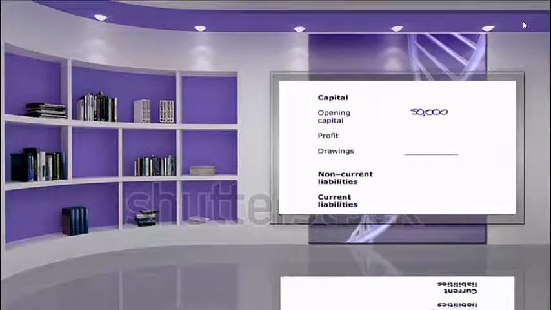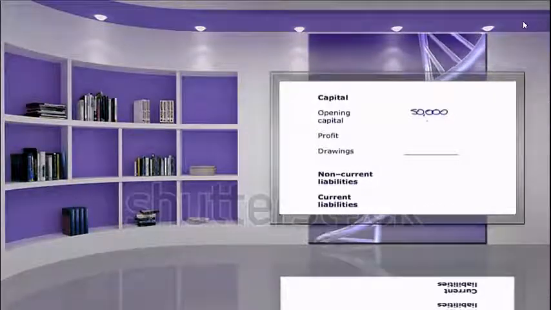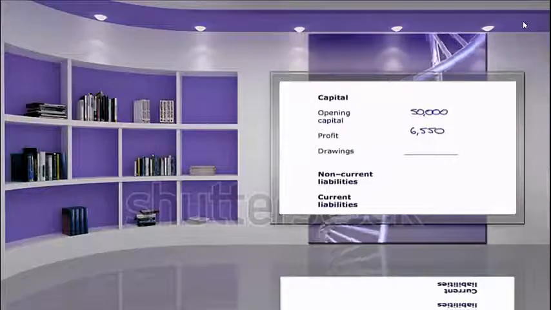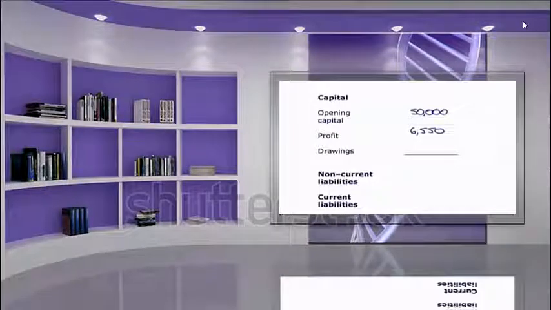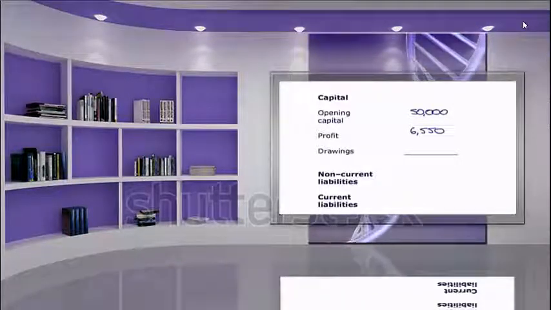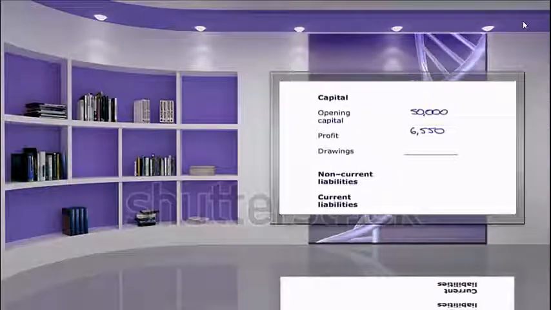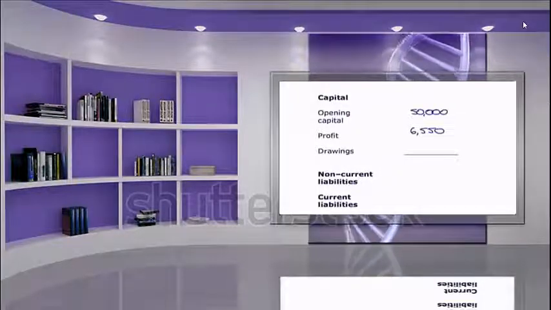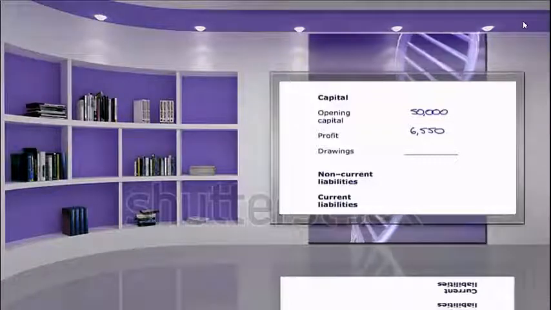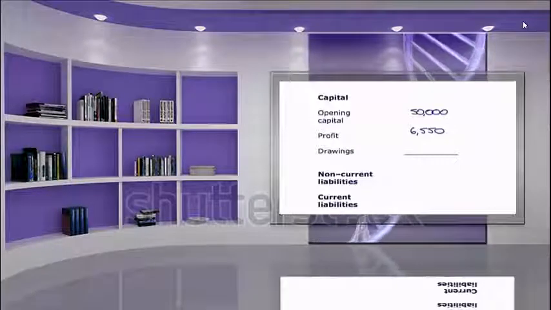Look back to your statement of comprehensive income. At the bottom, our net profit was $6,550. Nice tidy profit at the end of 2 weeks. We're going to add that to our opening capital. It's going to benefit George, it's going to benefit the owner. So we add that at that point. Opening capital plus our profit, we will then deduct drawings.